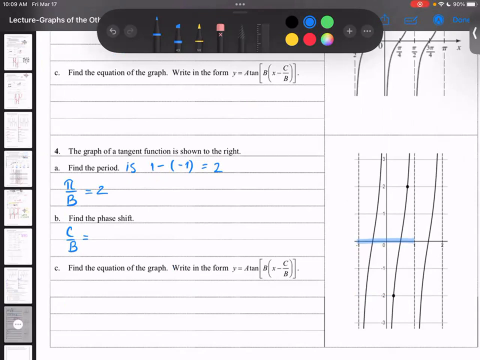X-intercept. Not 0, right? No. X-intercept is right here and right here, right? I see 2 x-intercepts. You can pick one. I'm gonna pick the positive 1/2. Is that okay?